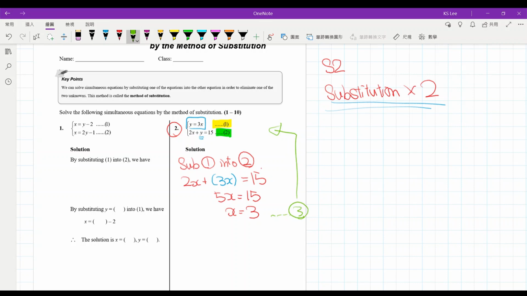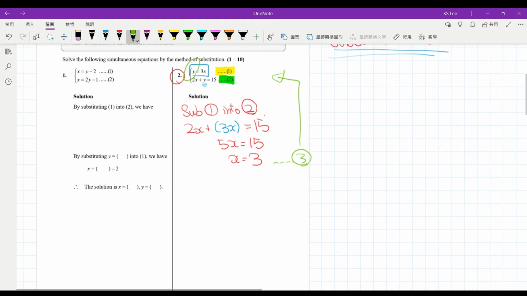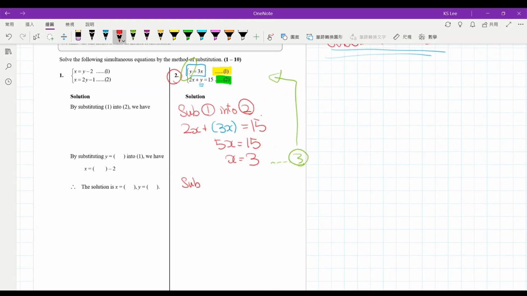We are going to substitute the 3 back into the 2 equations. Which one do we prefer to substitute? My advice will be 1, because in equation 1 we have the y as a subject, so it is easier for our calculation. So let's work out our step. Therefore, we have the solution. X is 3, y is 9.